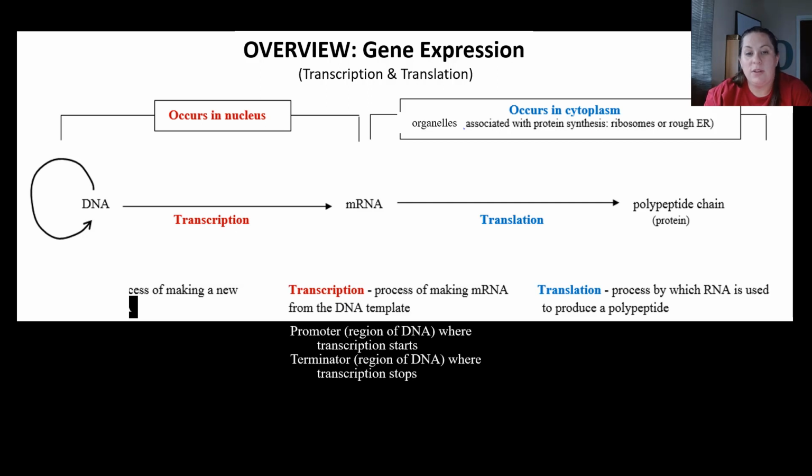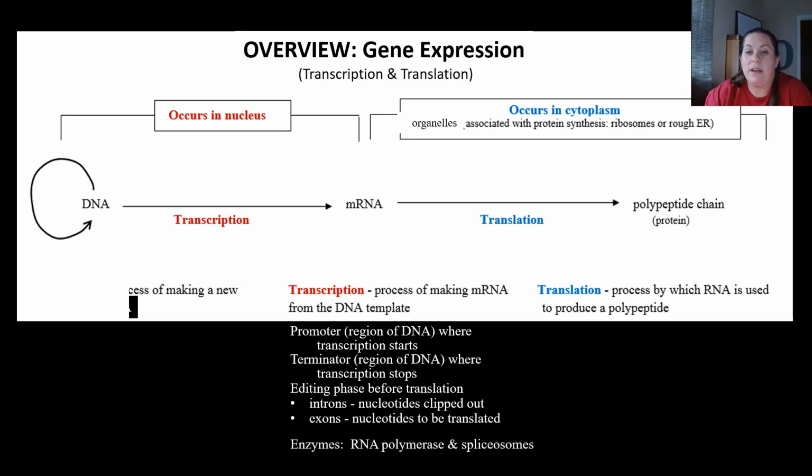Now remember that transcription does this through a promoter. This is where the transcription starts, all the way to a terminator, which is where it stops. In translation, you're going to see that this edited phase of the transcript from transcription is going to have the introns clipped out and the exons joined together, so that messenger RNA is going to come over here and go through translation. Remember that transcription is enzyme driven. RNA polymerase as well as spliceosomes play a role.